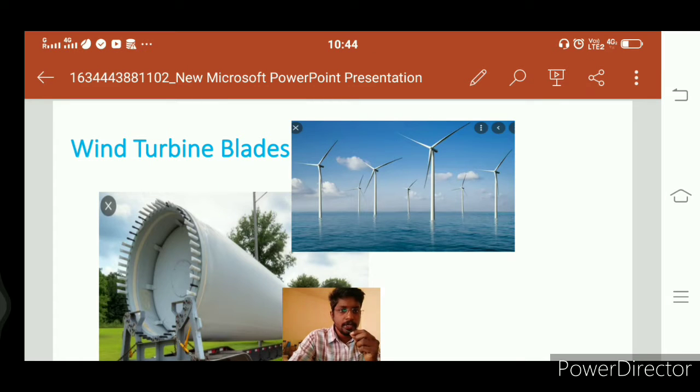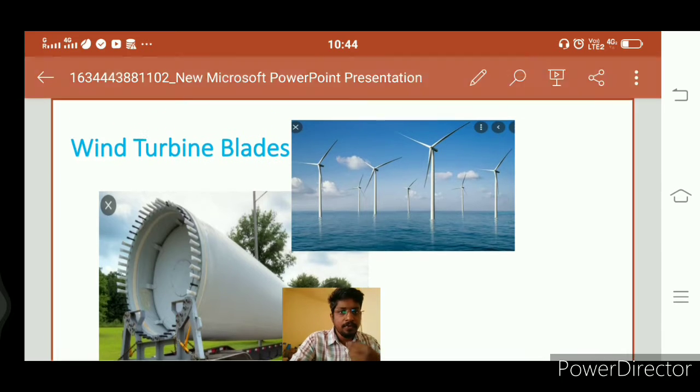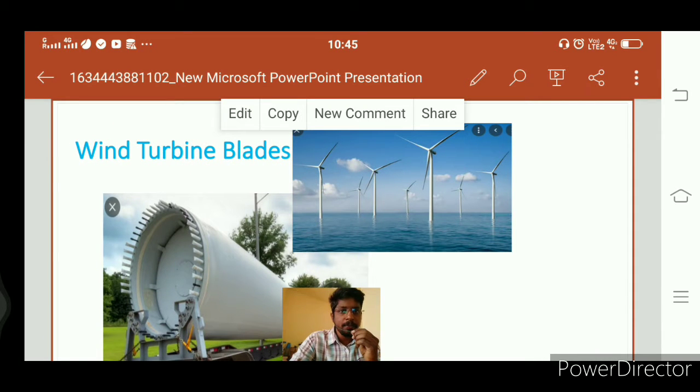Hi friends, today we are discussing wind turbine blades. Wind turbine blades play a very important role in wind turbine operations. Let's look into the parts and operation of the wind turbine blades.